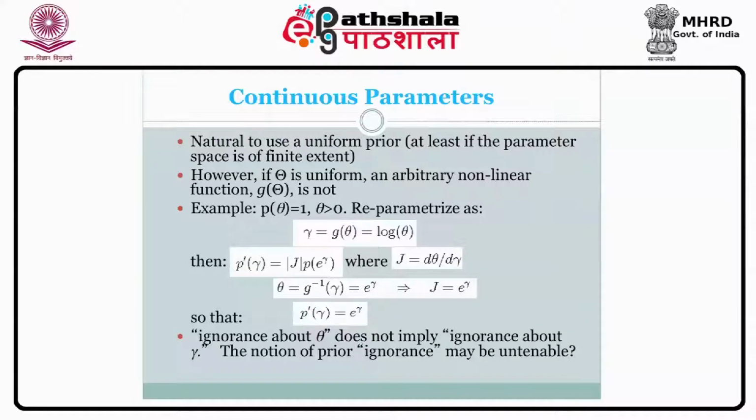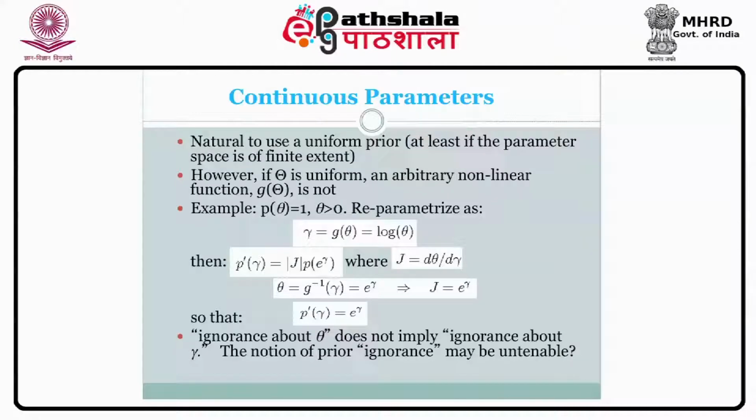Okay. Now, however, if theta is uniform, an arbitrary nonlinear function g of theta is not. I'm trying to illustrate it through an example. Take pi theta equal to 1, uniform for theta positive. So suppose you assign a uniform prior for that: pi theta equals 1 when theta is greater than 0.